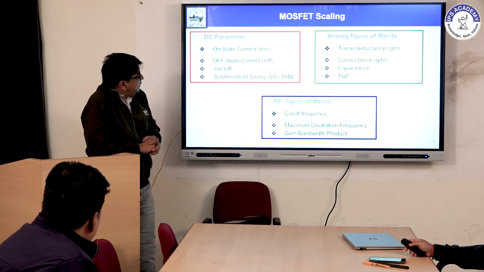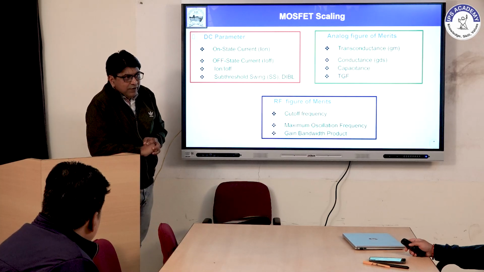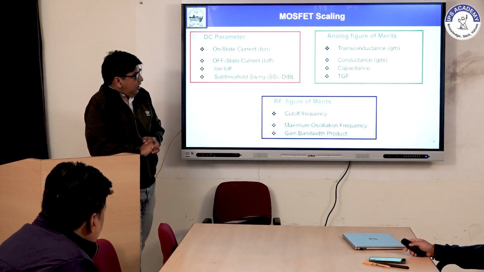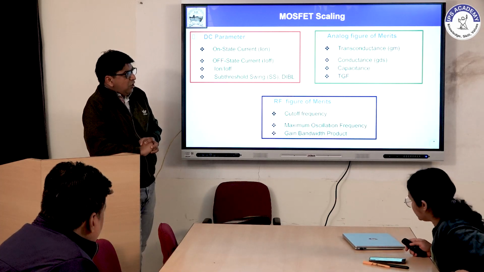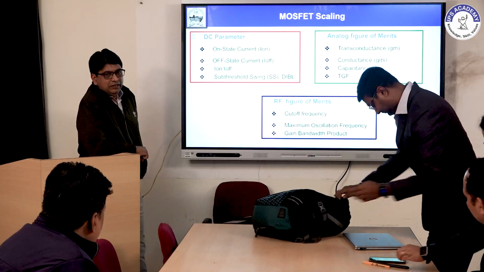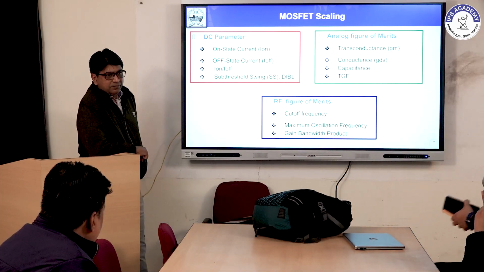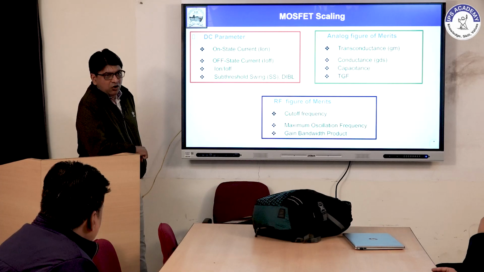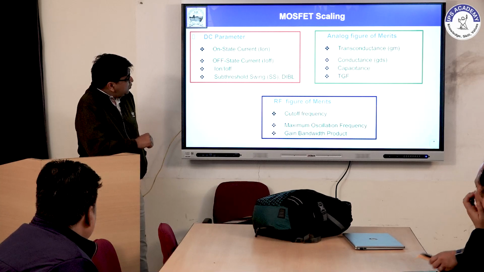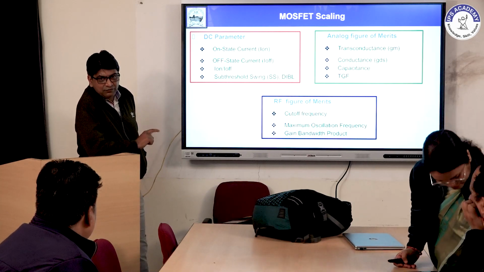So these are the DC parameters. Whatever device we are going to design, the on-state current should be effective, and the off-state current should not be there. Means we should maintain the on by off ratio. Practically 10 to the power 5 is the ratio between the on and off. And if the off current degrades, meaning we are not maintaining this ratio, it means the device is a leaky device. So all these things we have to maintain at the device level while we do the simulation.